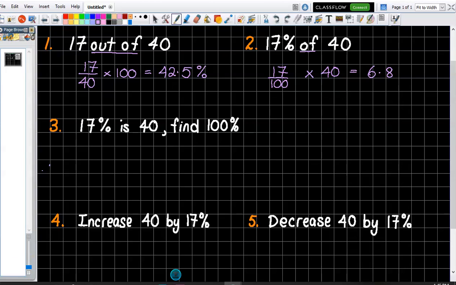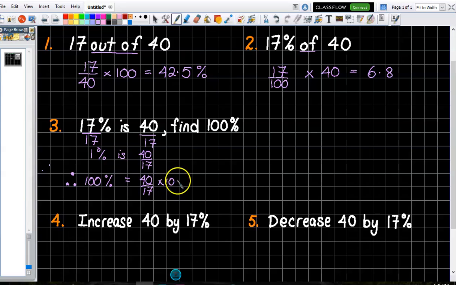1% first. So divide that by 17. That will give me 1%. But what I do to one side, I have to do to the other. That's right. So we're going to divide that by 17 as well. So 1% will then be 40 over 17. So how do I then get 100%? Well done. Does anyone know what these little dots mean? Therefore, that's right, we fancy it up a bit. Look impressive. Therefore, 100% will equal 40 over 17 times 100.